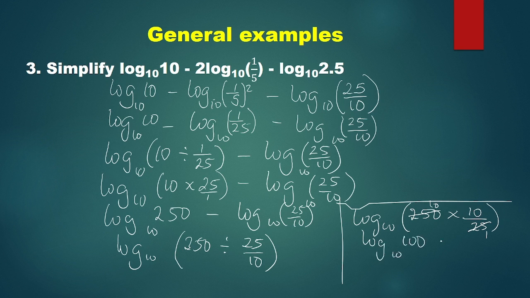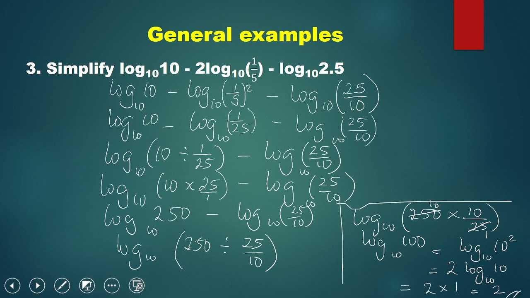And we know that log 100 can also be written as log 10 squared in base 10, which is the same thing as 2 log 10 in base 10. And that simply gives us 2 times 1, which is equal to 2. So simplifying this, our final answer will just be 2.